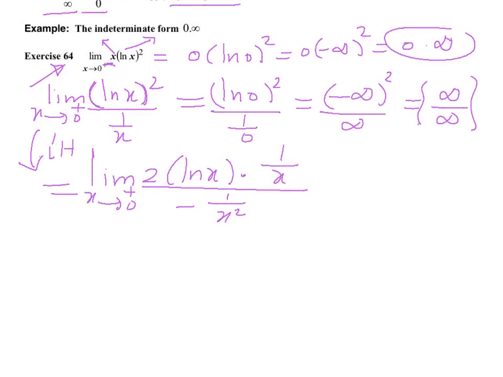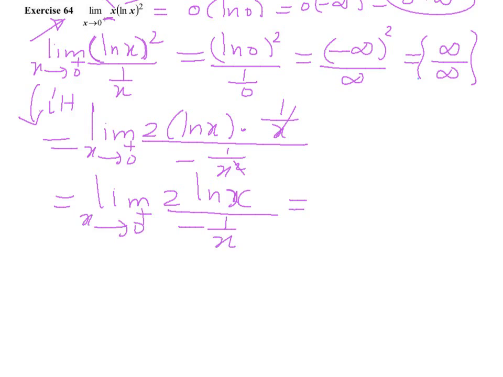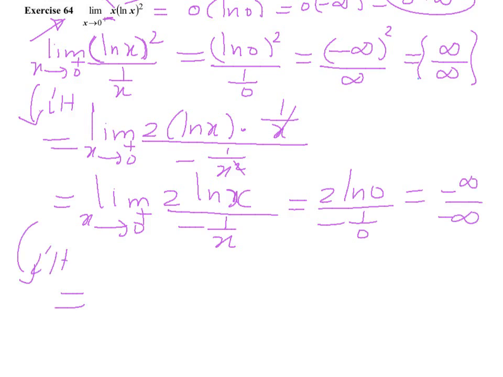Before we start substituting, it is important that we simplify. This can be simplified. We can cancel this with this. So we are going to have 2 ln x divided by minus 1 divided by x, where x approaches 0. By substitution, this is 2 ln 0 divided by minus 1 over 0, which is equal to minus infinity divided by minus infinity, which means we can use L'Hopital's rule again.